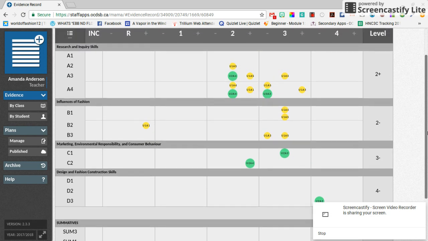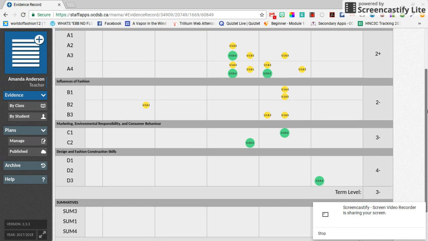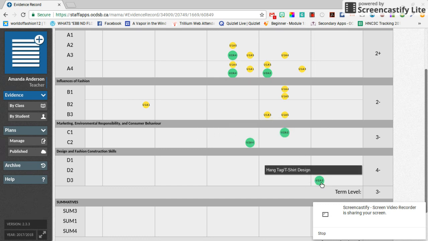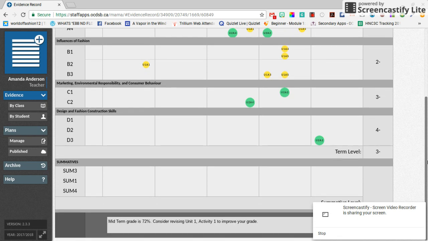You can see that we've focused mostly on research and inquiry in Unit 1 and Unit 2, and a little bit of influences of fashion. These last two strands are really the focus of Unit 3 and Unit 4. So there's not a lot of dots in there now, and you can see that it's really affecting this person's grade. Like this one mark is basically a quarter of their whole mark because it's the only thing in that strand. So once I've come up with these four numbers, I am going to average those out to come up with a term grade, which in this case is a 3 minus.